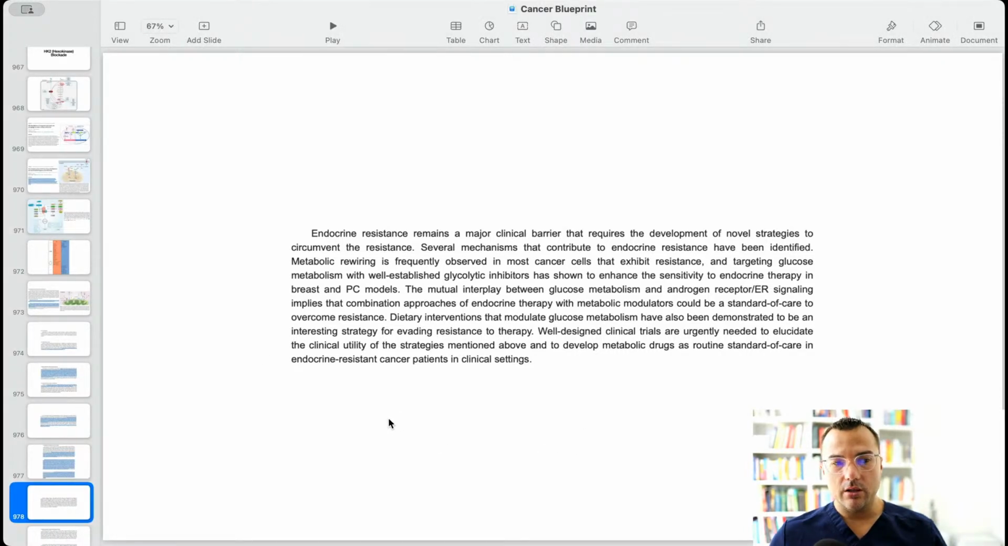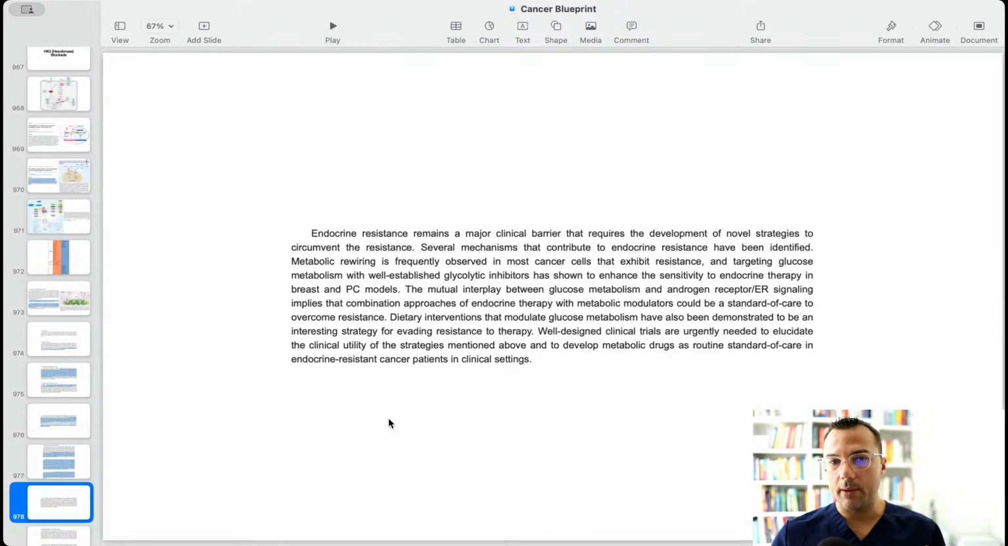It later says here in this paper, and I don't highlight it because I want to read the entire thing, that endocrine resistance remains a major clinical barrier that requires the development of novel strategies to circumvent the resistance. Several mechanisms that contribute to endocrine resistance have been identified. Metabolic rewiring is frequently observed in most cancer cells that exhibit resistance, and targeting glucose metabolism with well-established glycolytic inhibitors has been shown to enhance the sensitivity to endocrine therapy in breast and prostate cancer models. The mutual interplay between glucose metabolism and androgen receptor, AR, and ER signaling implies the combination approaches of endocrine therapy with metabolic modulators could be a standard of care to overcome resistance. Should be a standard of care to overcome resistance or even prevent resistance in the first place.